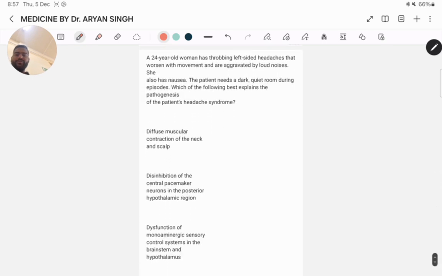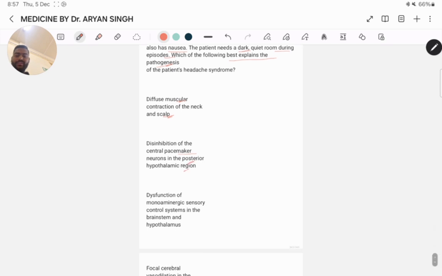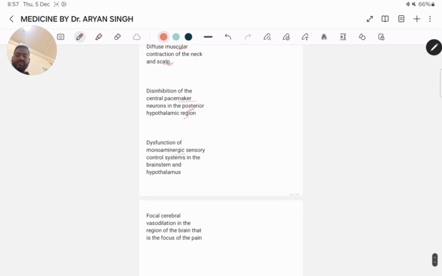Next question. A 24-year-old man has a throbbing left-sided headache that worsens with movement and is aggravated by loud noise. He also has nausea. The patient needs a dark, quiet room during episodes. Which of the following best explains the pathogenesis of the patient's headache syndrome? Diffuse muscular contraction of the neck and scalp, disinhibition of the central pacemaker neuron in the posterior hypothalamic region, or dysfunction of the monoaminergic sensory control system in the brainstem and hypothalamus.